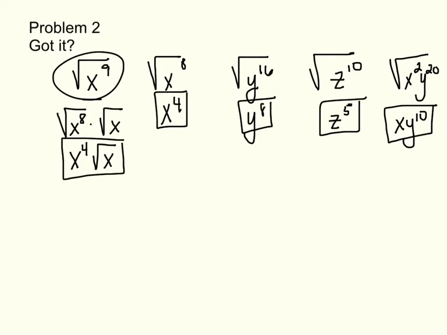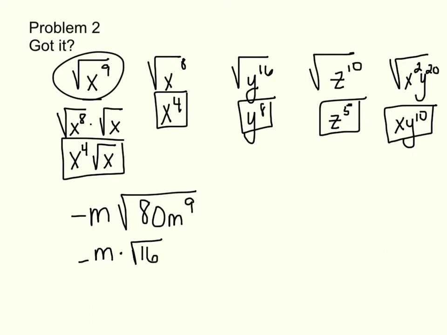So let's look at the got it. The got it is negative m times the square root of 80 m to the 9th. You have a lot of stuff going on here. Negative m times the square root of 80 can be simplified into the square root of 16 times the square root of 5. m to the 9th is an odd power, so you have to subtract 1. So that would be m to the 8th times the square root of m.